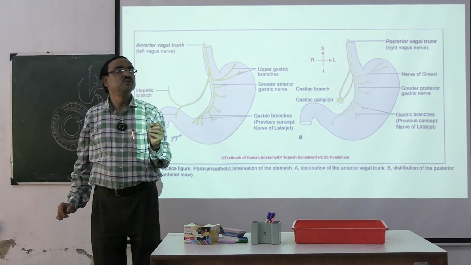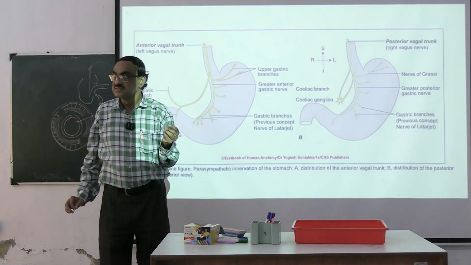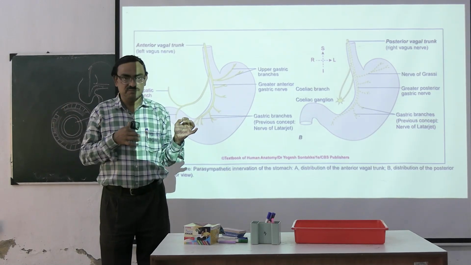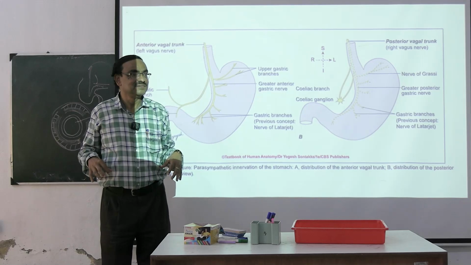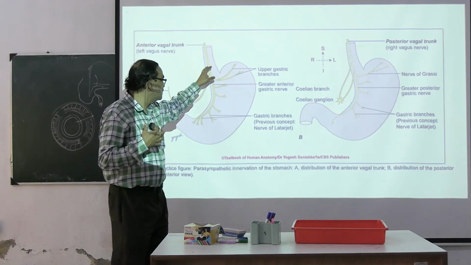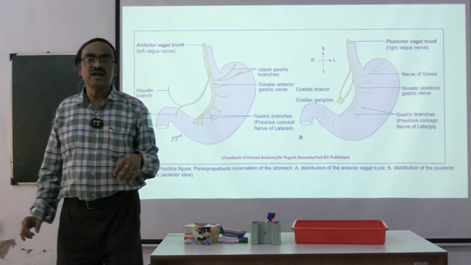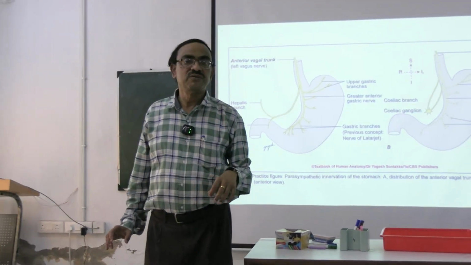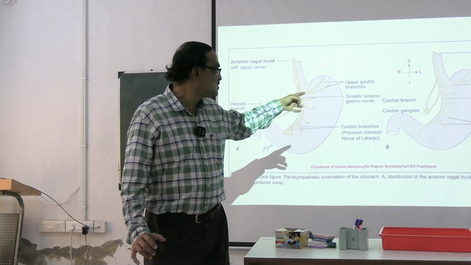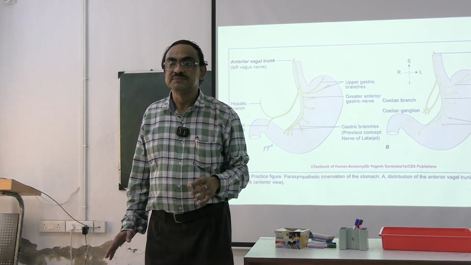Parasympathetic is coming through the vagus nerve, the 10th cranial nerve. It supplies several organs: larynx, trachea, lungs, heart, cardiac plexus, pulmonary plexus, esophageal plexus, and ultimately the anterior and posterior gastric nerves. The anterior gastric nerve is mainly contributed by the left vagus, and the posterior gastric nerve is mainly contributed by the right vagus.